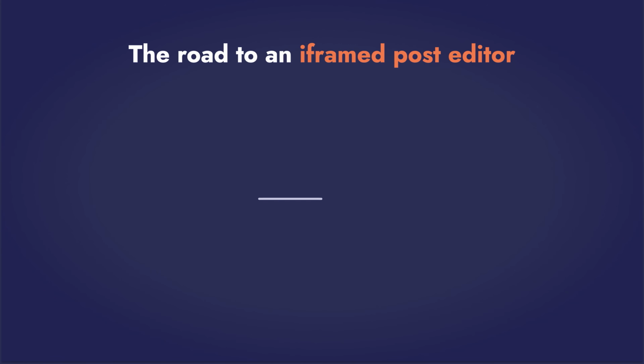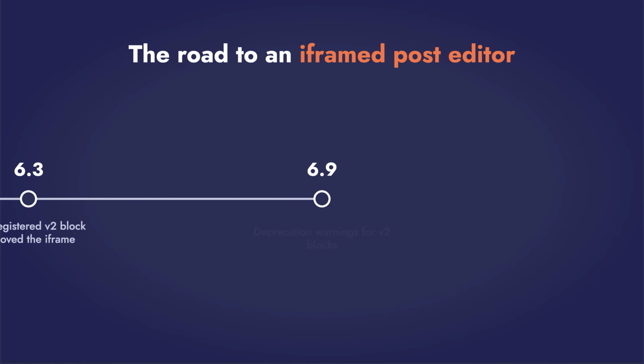It started back in 6.3. That's when Core began iframing the post editor, but only if every block registered on the site was API version 3. Every registered block, including the ones you never inserted. One v2 block anywhere, and nobody got the iframe. Then 6.9 started warning you.